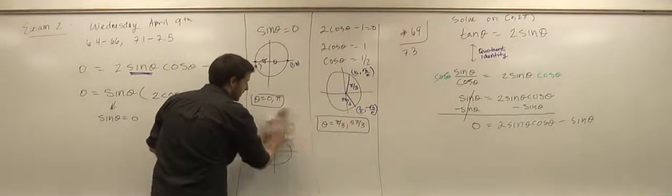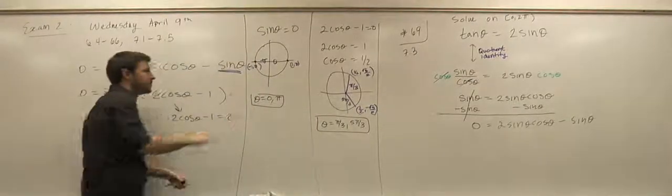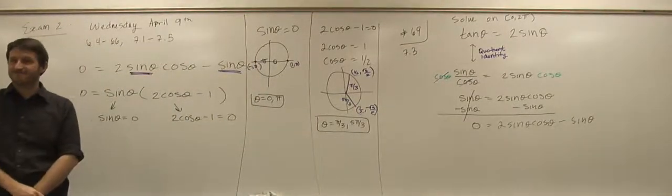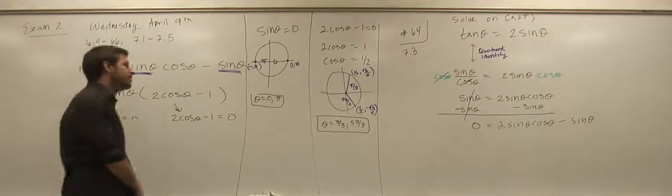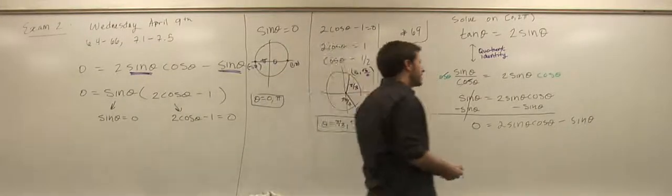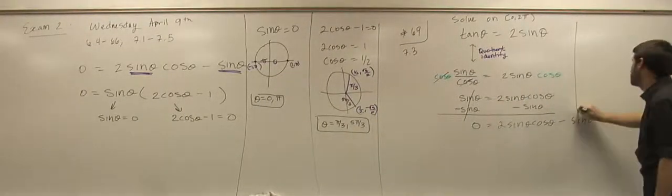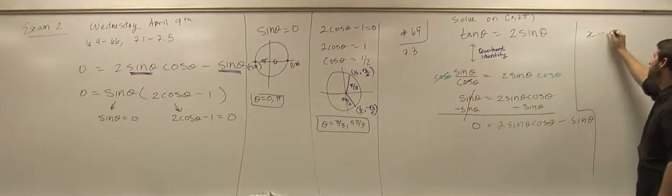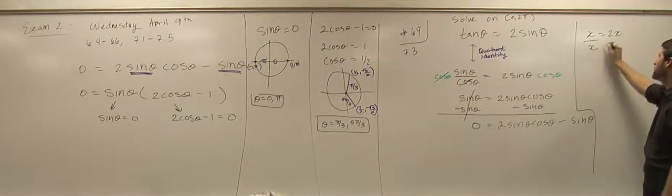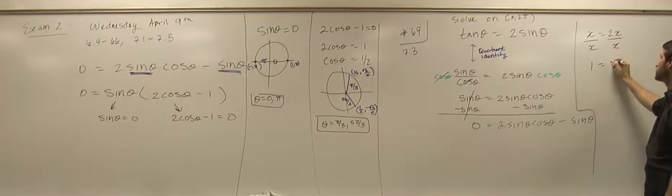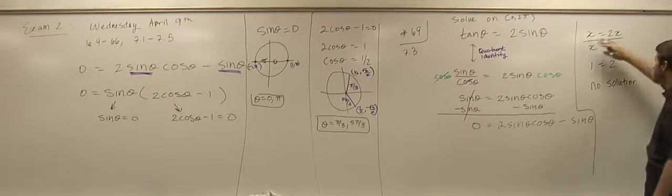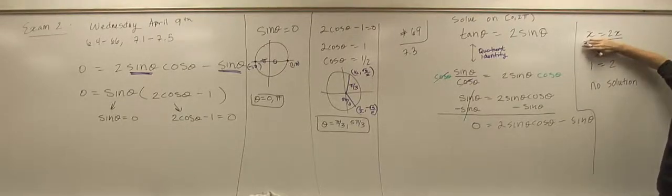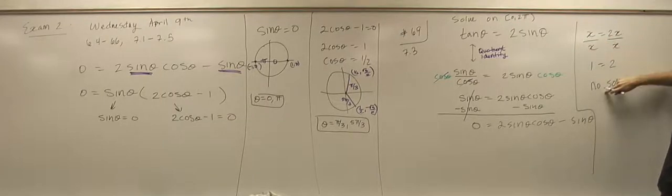I'll erase this before you get too confused. If that confused you, pretend I didn't say anything. How do you know that you can't just divide by sine in that second line over there? Whenever you divide both sides of an equation by a variable, you have to be careful. If you have something like x equals 2x, and you divide both sides by x, you get 1 equals 2, which has no solution. But in the original equation, if you put 0 in for x, 0 does equal 0. So there is a solution.